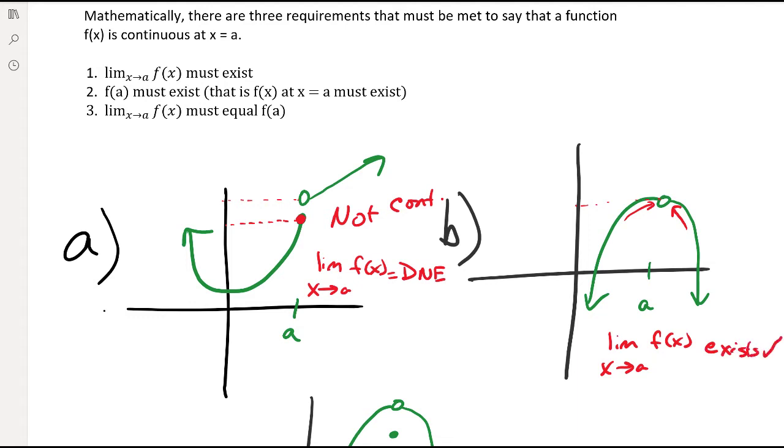But what's the matter? What's wrong? Do we have an f of a? We do not have an f of a because we have an open dot at x equals a, but there's no closed dot to be found. That means that there's not a function value, a y value, there at x equals a. So because of that, we can state f of a does not exist. And because f of a does not exist, we can say that this function is not continuous. Okay, let's move on to the third graph.